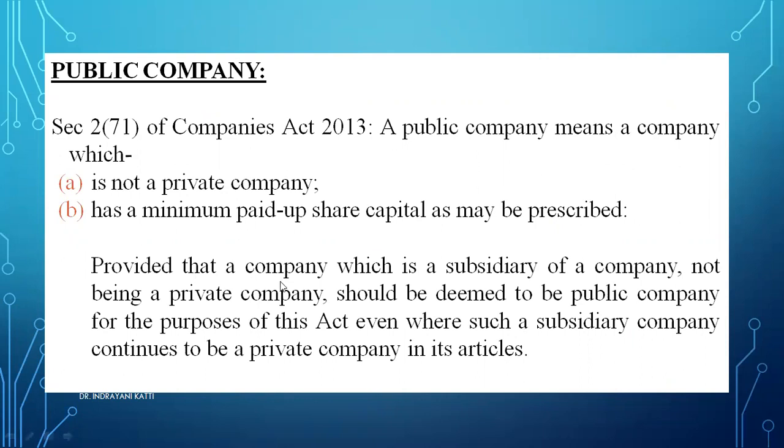Okay. So provided that a company which is a subsidiary of a company, not being a private company, should be deemed to be a public company. It means that if a public company limited is having a subsidiary company, but it is a private company, this should also be treated as a public company for the purpose of this act, even where such a subsidiary company continues to be a private one, right? That subsidiary company is a private company, but if it is a subsidiary of a public company limited, then that subsidiary company is also considered in this act as a public limited company, even though it is a private company.